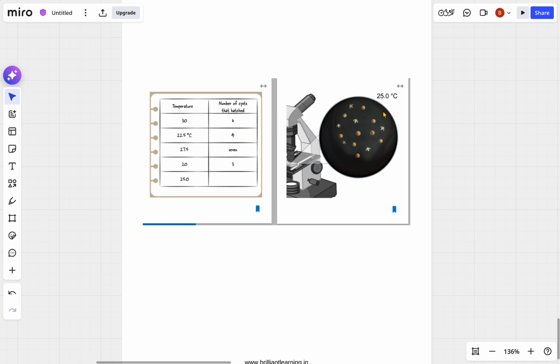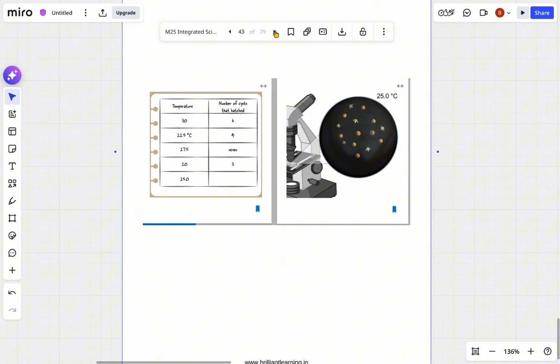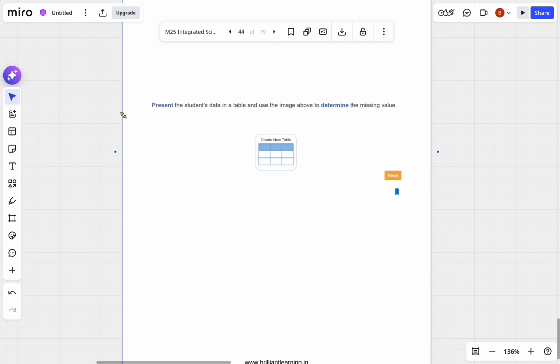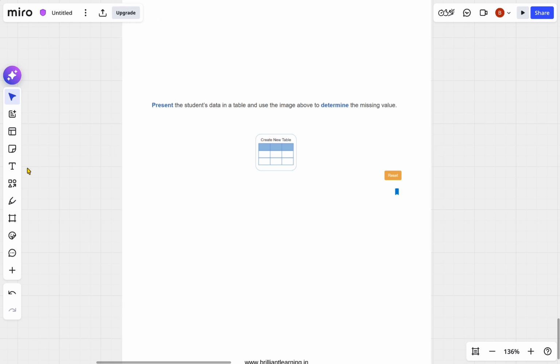At 25, which is this, let's fill this up. Let's see how many hatched. 1, 2, 3, 4, 5, 6. 6 cysts hatched at 25 degrees. So let's keep that in mind. And now let's move on to the next. Present the student's data in a table and use the image above to determine the missing value. See, I'm an expert at foreshadowing.